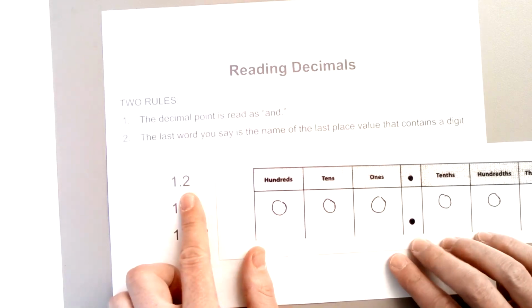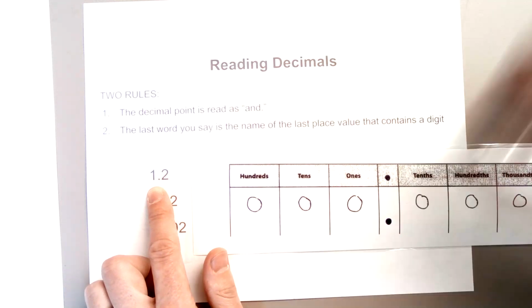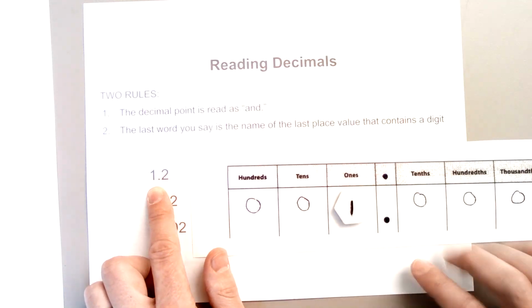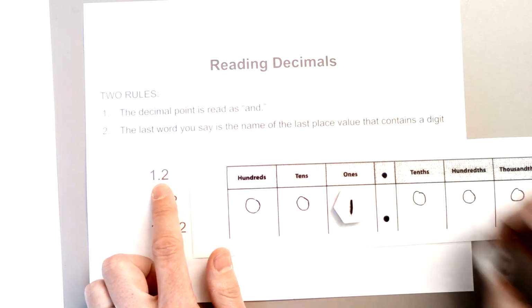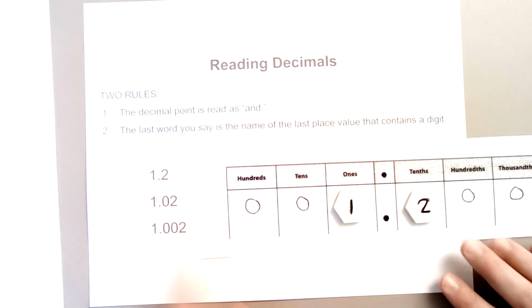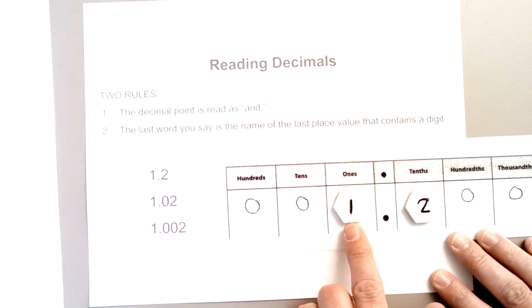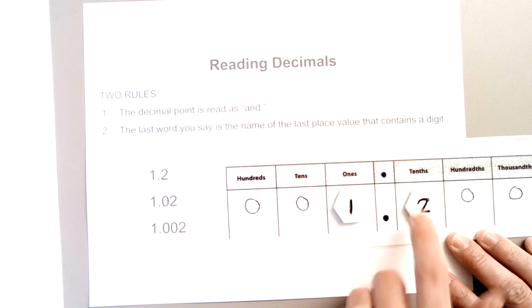This first number here, there's a 1 in the ones place. So I'll use my place value chart to put a 1 in the ones place. And then there's a 2 in this place to the right of the decimal, which is the tenths place. So to read this number, we read it as 1. And then to read the decimal, we say "and," then we say 2 tenths. 1 and 2 tenths.